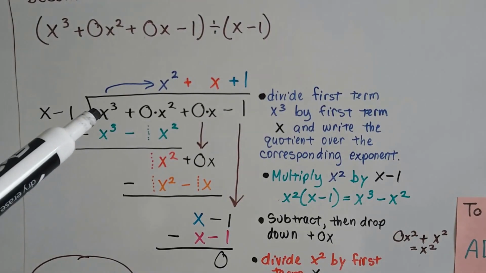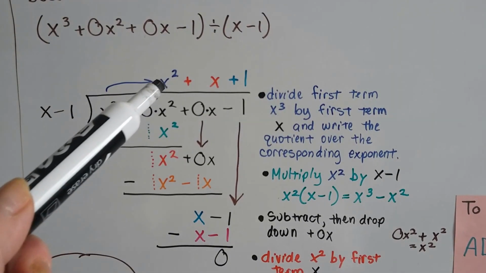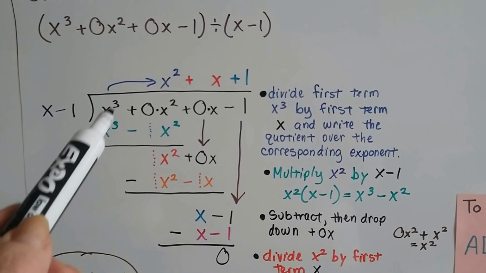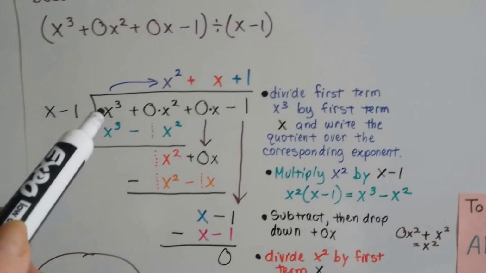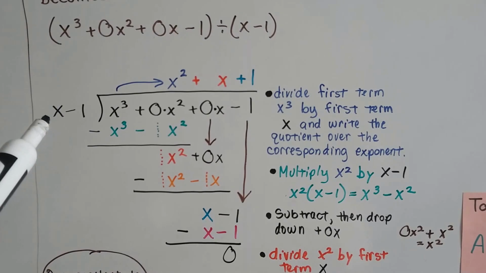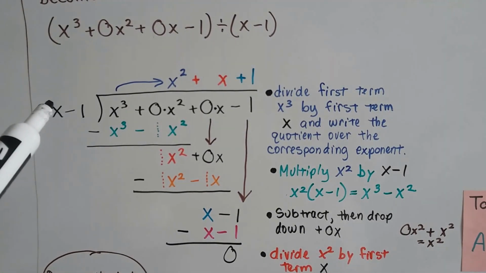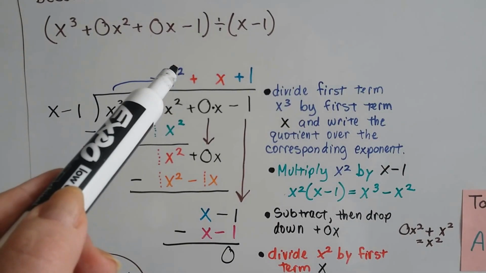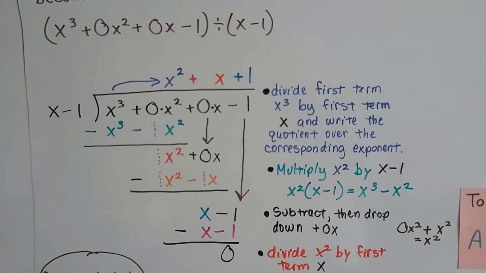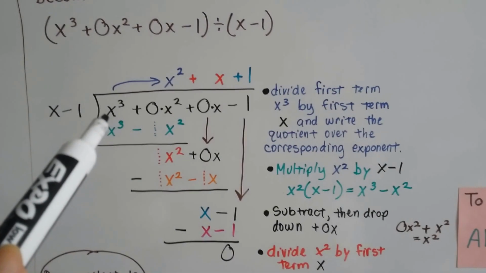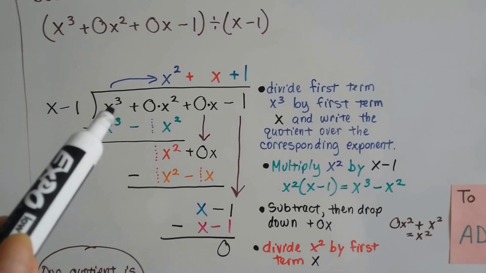X goes into x to the third, x squared, because remember the quotient rule says we subtract the exponents. So we have x to the 3, and we're going to take away x to the 1. That's this x right here. That's going to leave x with a 2 as an exponent. Okay? It's x to the 3 minus 1, so it ends up becoming x squared.